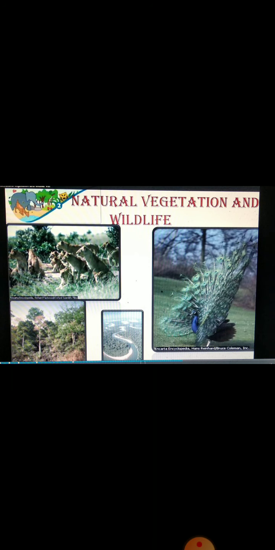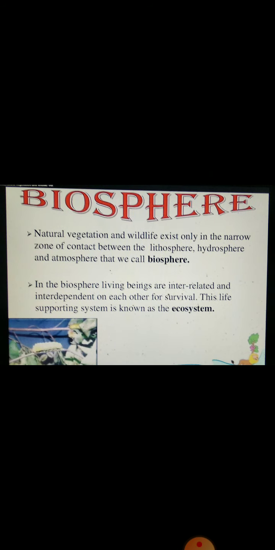Now, natural vegetation and wildlife, one of your favorite topics, because all these belong to you. Because we are also social animals. Now, biosphere. Human life is possible only in this layer. So, natural vegetation and wildlife exist only in this narrow belt where air, water, and land are present. This is called the biosphere. In this biosphere, living beings are interrelated and interdependent on each other for survival. And this life supporting system is actually known as the ecosystem.